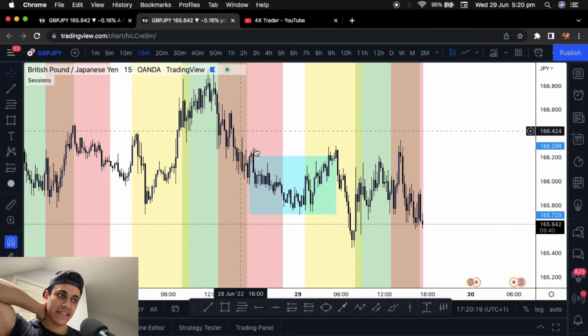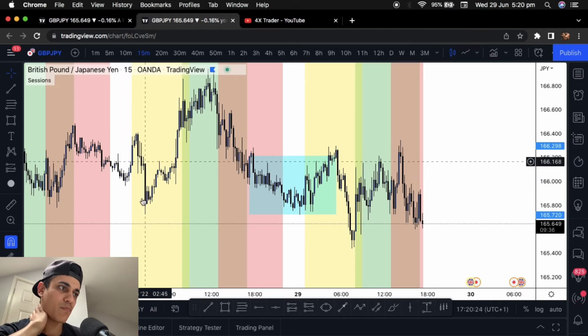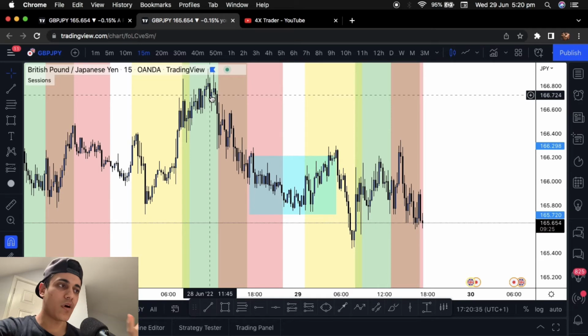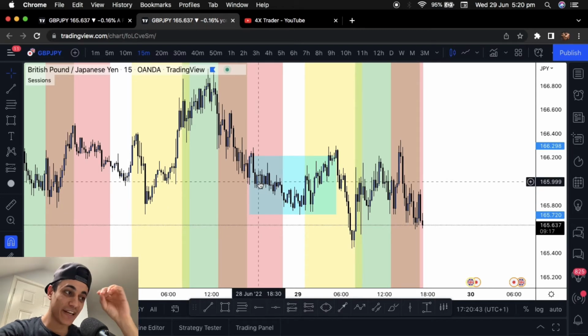So having these on your charts really shows you, okay, I can see my pair moves a lot in Asia and in London, so therefore I will only be trading in these 2 sessions. This here is dead. You can see the market is literally moving sideways and printing tiny candles.